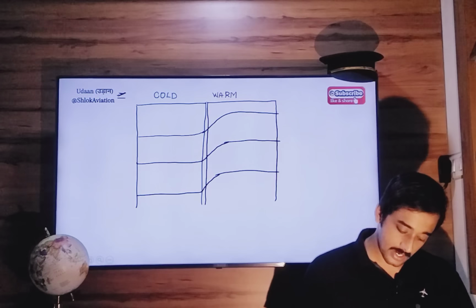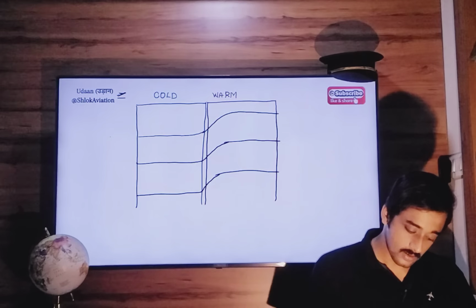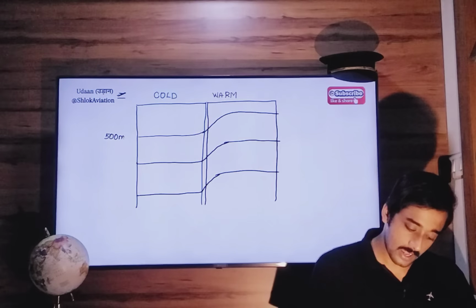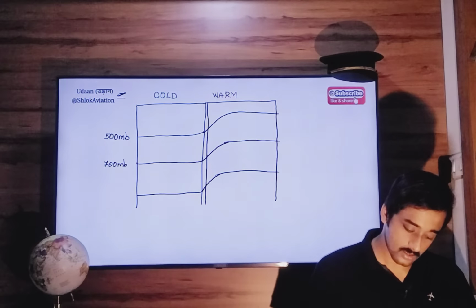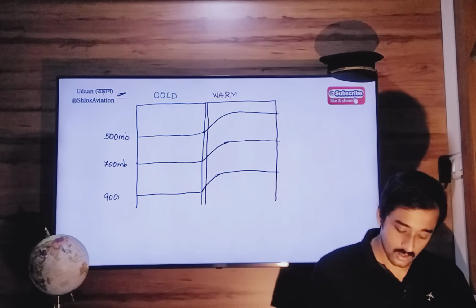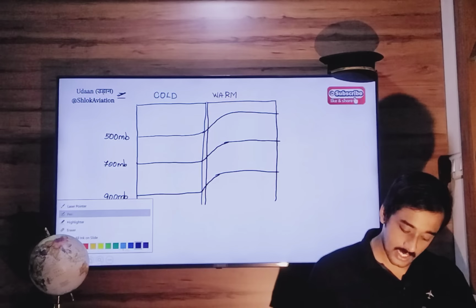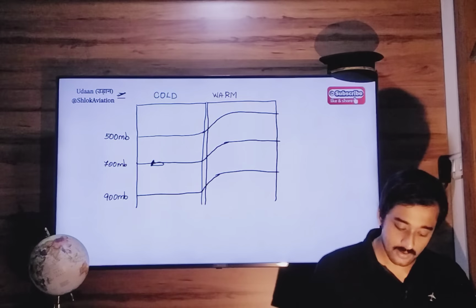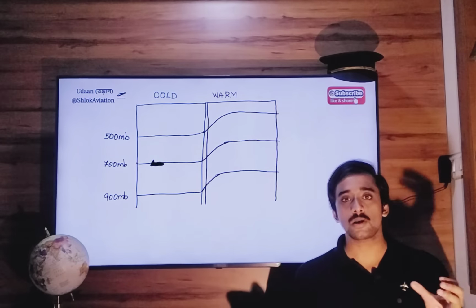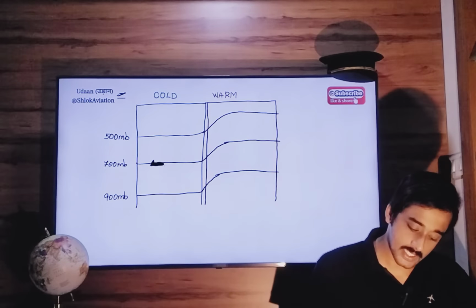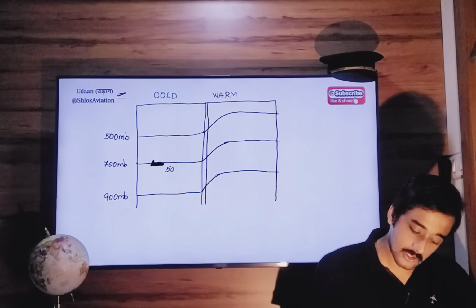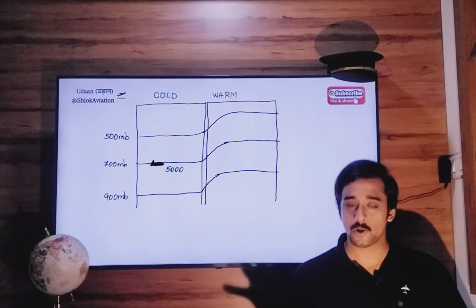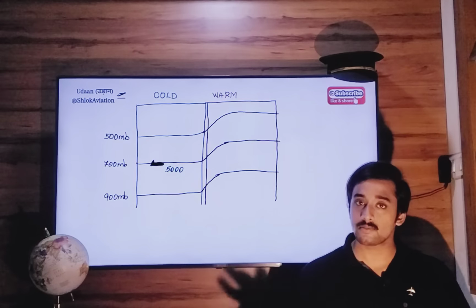Now let's say your aircraft, just taking random numbers, 500. Okay. Now your aircraft is at 700 millibar pressure level. Now altitude corresponding to 700 millibar is, let's say, 5000 feet, approximately. It's not accurate, but still.